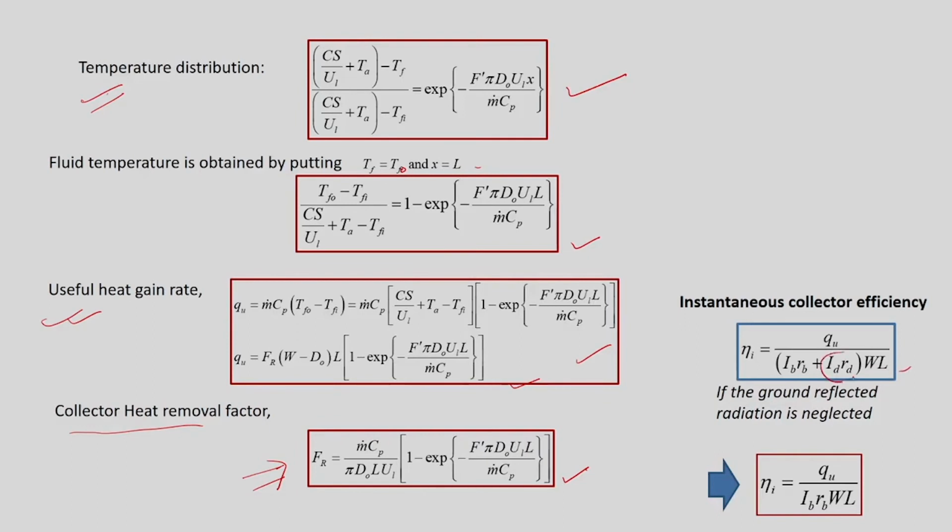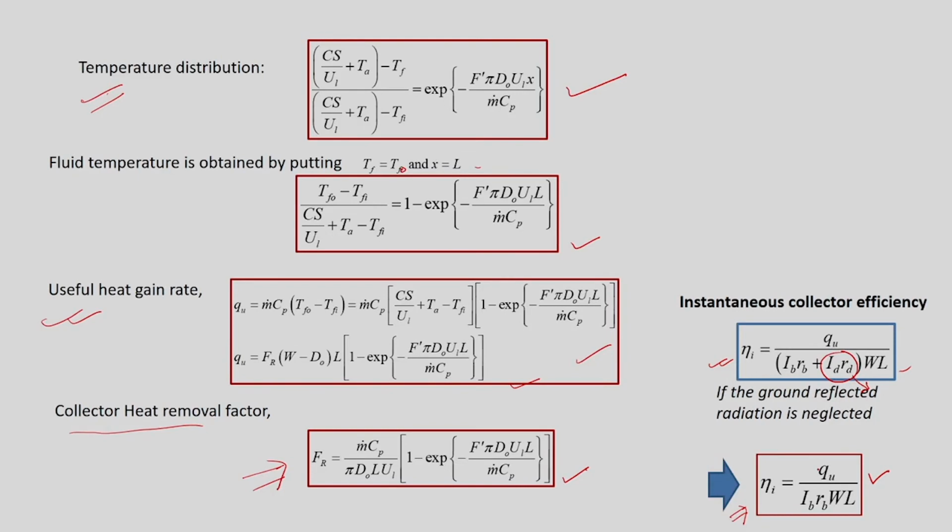So, this is the diffuse radiation component which is coming from the ground. Sometimes this may be neglected. If we neglect this term, then this equation for instantaneous collector efficiency simplifies to this equation. So, if we know QU and IB into RB multiplied by W into L, then straight away you can calculate the instantaneous collector efficiency.